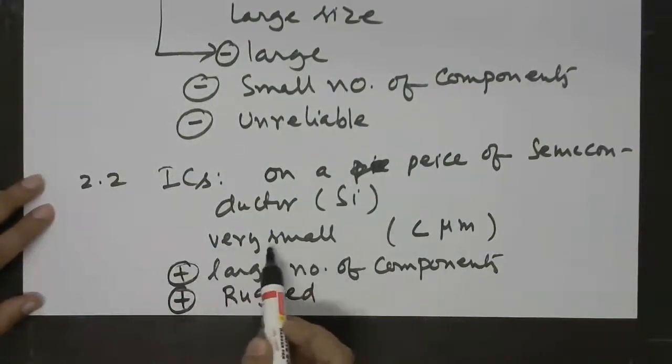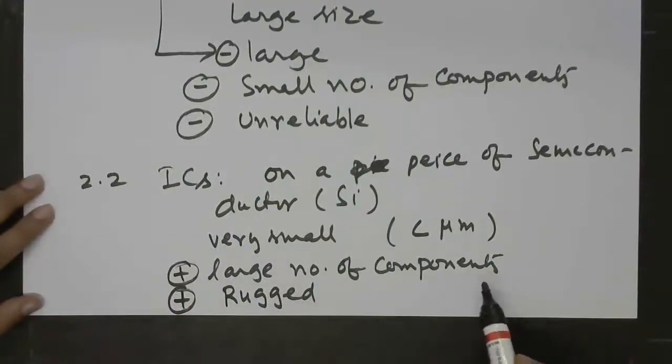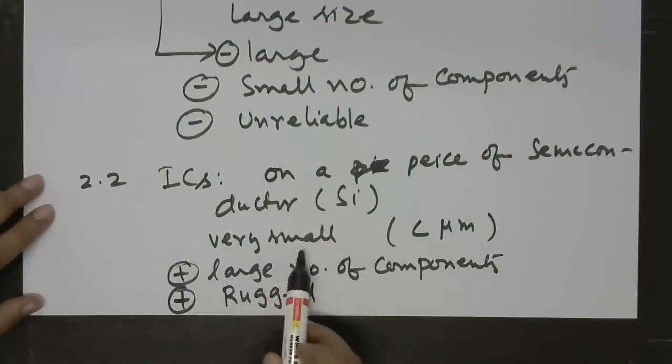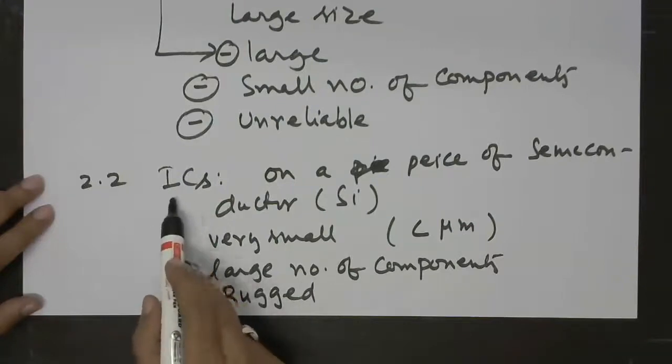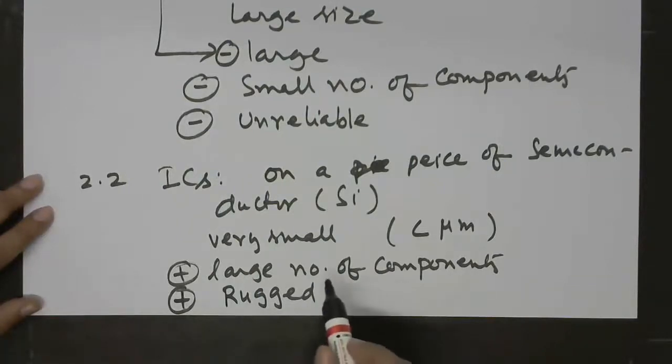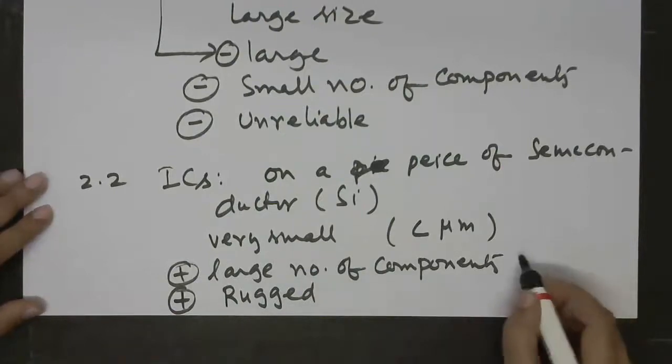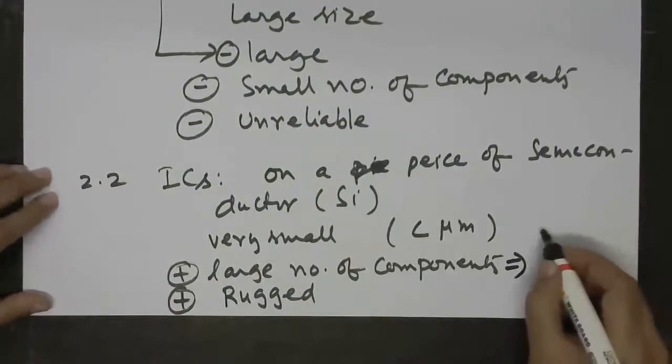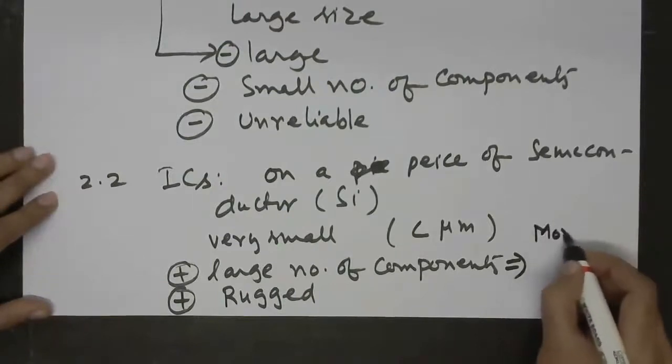This very small size actually leads to these two things. And one more advantage that arises out of this small size of each of the components and the overall circuit size also. The circuit size will typically be of the order of a few millimeters at the max. Typically it is less than a millimeter by millimeter. And because they are very small, you can have a very large number of components. So this implies more functionality.